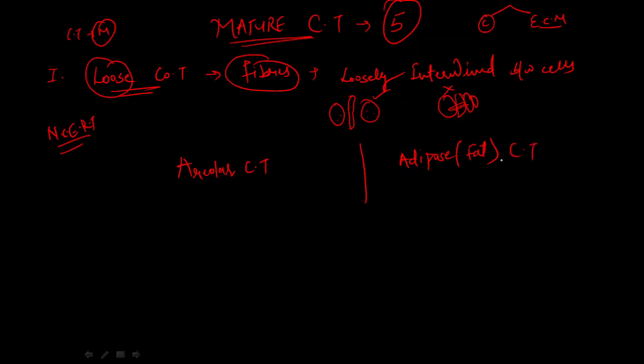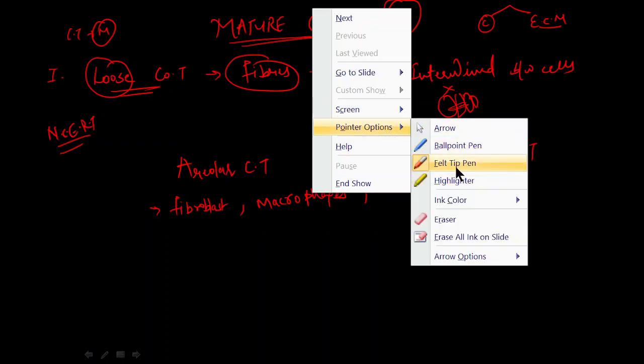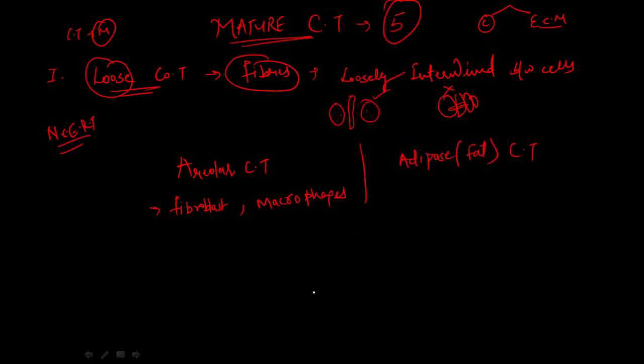Now if I'm talking about the areolar connective tissue, it contains fibroblasts. It contains macrophages. Okay, so it contains macrophages, and it contains one more thing, that is mast cells. I think this is clear to you. But in case of adipose, these all 3, fibroblasts, macrophages, and mast cells, are absent. This is one of the main or basic differences between both.